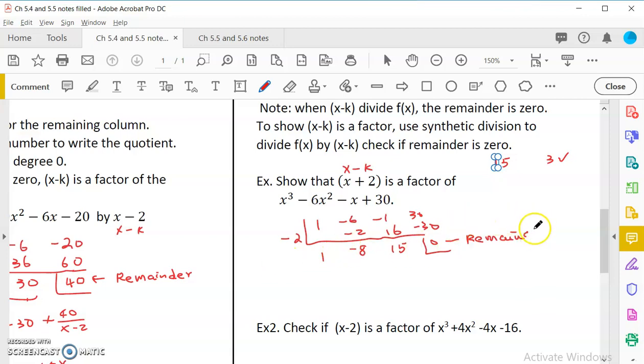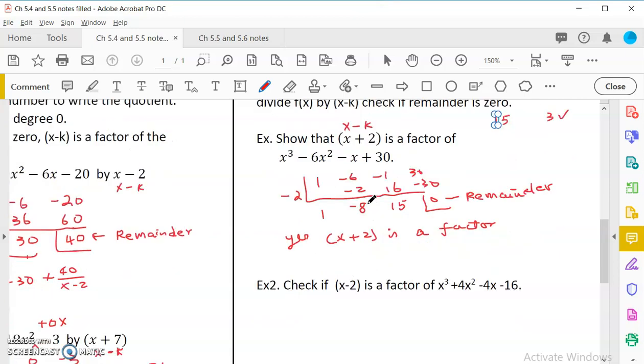Remainder is 0 just means what? You found a factor. So yes, x plus 2 is a factor. If for some reason you cannot, then you say it's not a factor. Now, the interesting thing is also the remaining quotient is also a factor. So you'll find x plus 2 is a factor, and you'll find this, and you can then completely factor this polynomial.